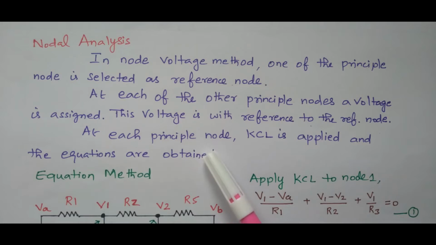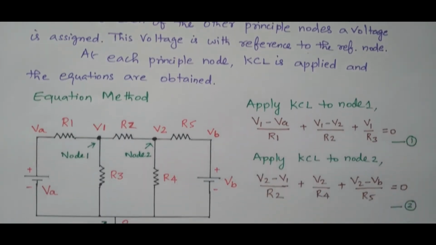At each principal node, KCL is applied and the equations are obtained. We can apply Kirchhoff's current law at each node and frame the equations. By solving the equations, we can find the node voltages. There are two methods available, the equation method and the matrix method. First we will see the equation method, by framing the equations. Now consider this diagram.